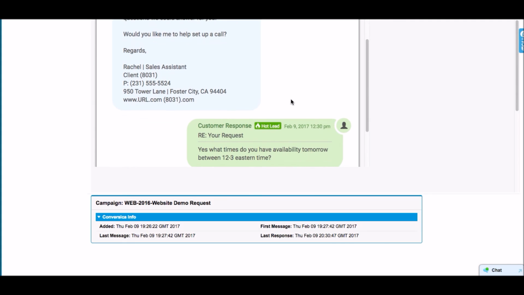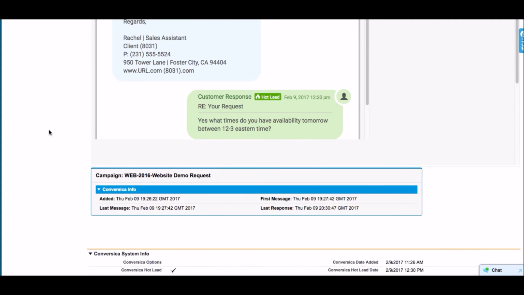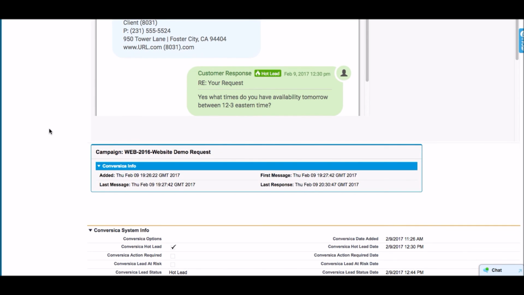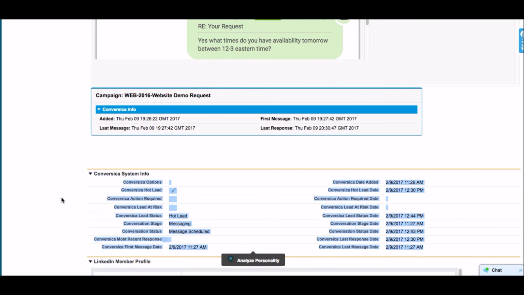But we can see the conversation replicated here. And also we can see the campaign he's assigned to, when he was added, when the first message went out, and the last message was sent, when the last response was actually received back. And this data set here can be used for your reporting and metrics also within the Salesforce dashboarding system or any other reporting tool that you desire.